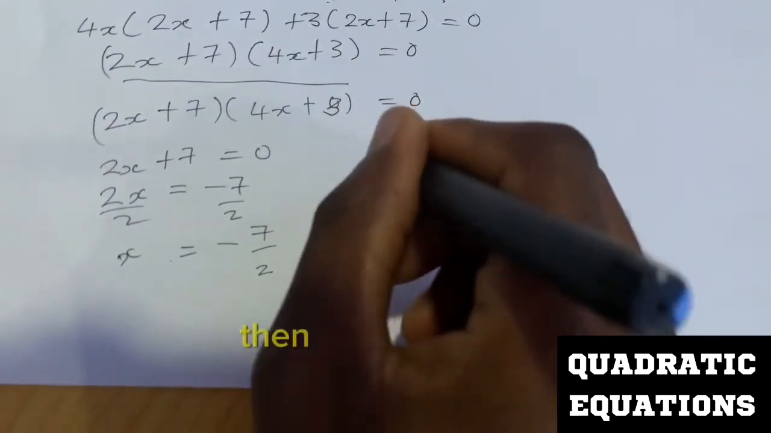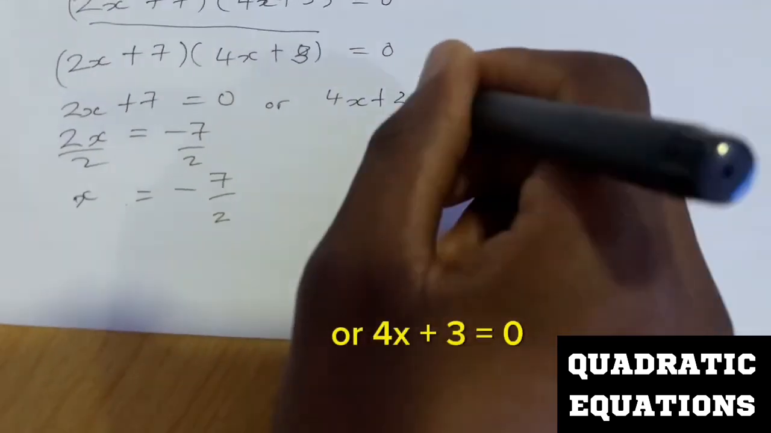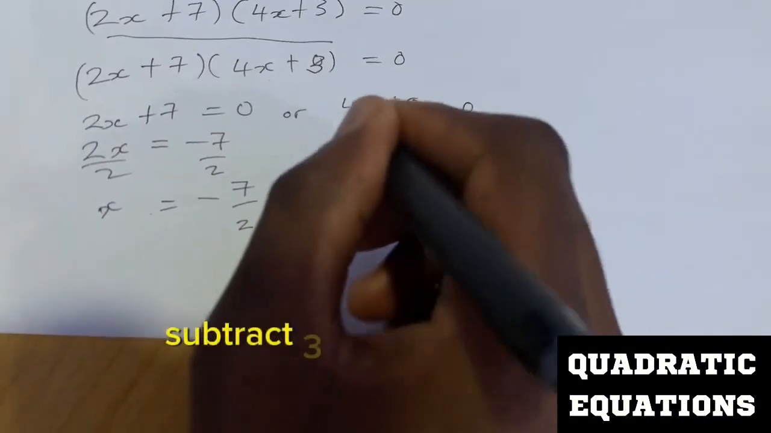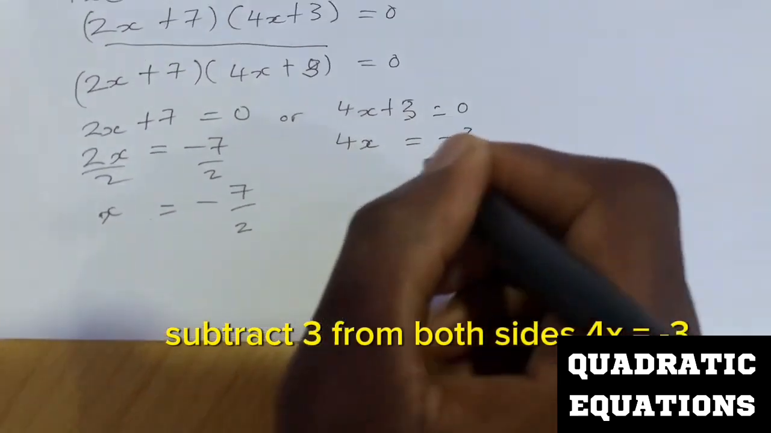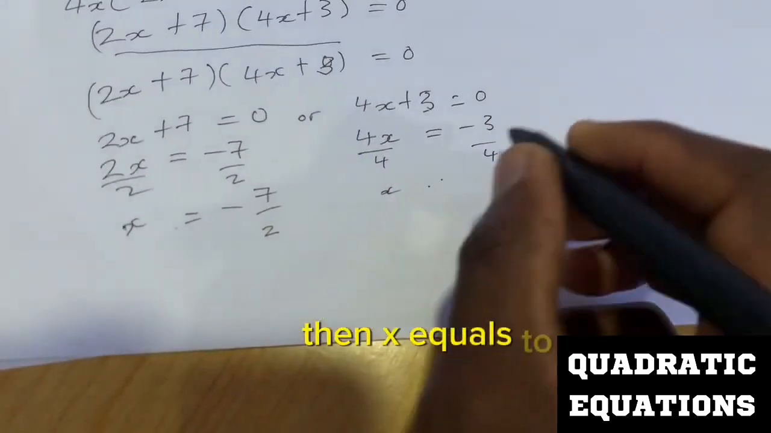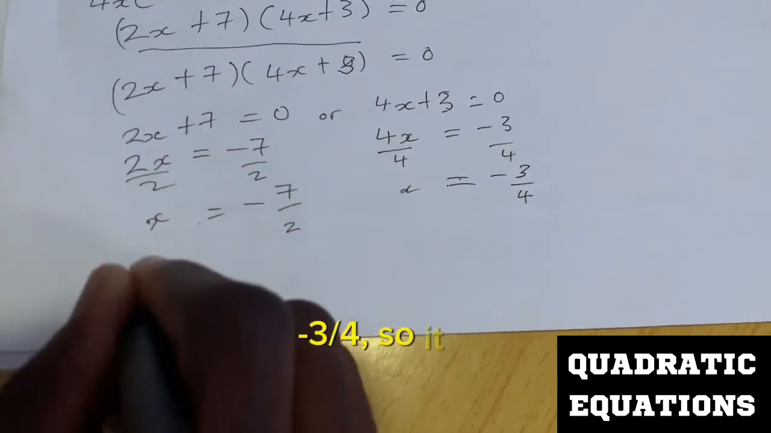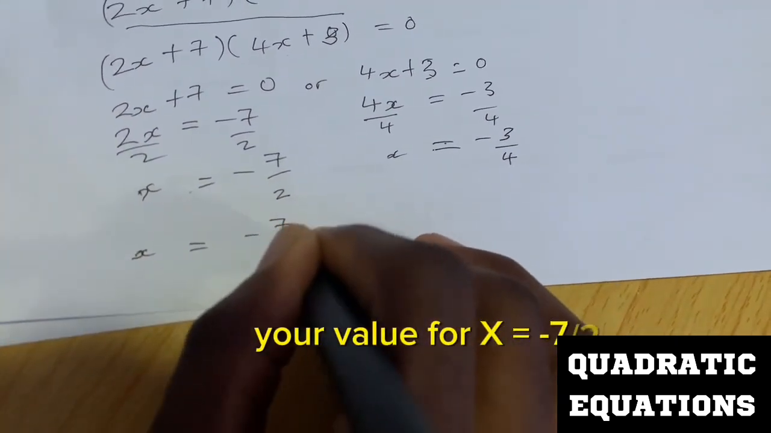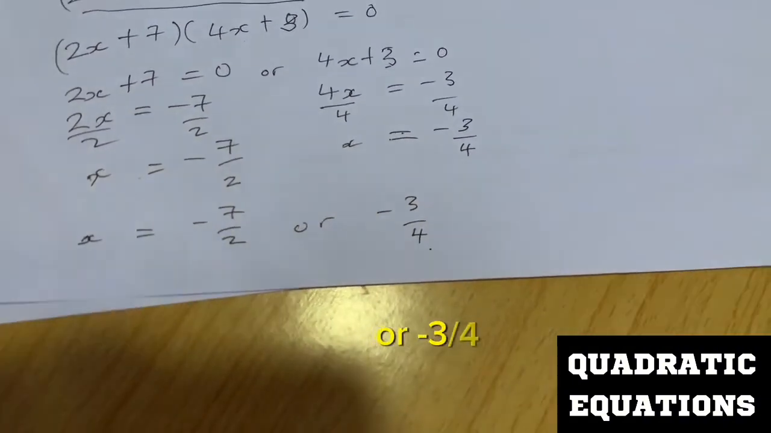Then for the second one, 4x plus 3 equals 0. So it will be very simple again. We subtract 3 from both sides: 4x equals minus 3. Then you divide by 4 on both sides. Then x equals minus 3 over 4. So it means the value for x is equal to minus 7 over 2 or minus 3 over 4. Okay.